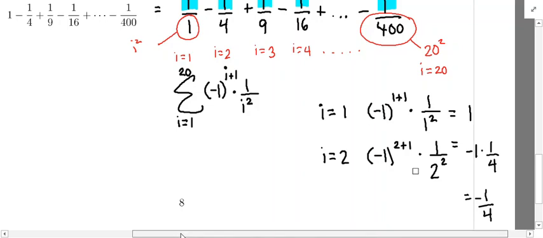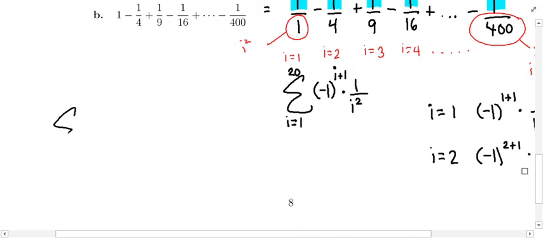Here's your final answer. I know it got kind of congested there. You're summing up from I equals 1 to 20 the following expression: negative 1 raised to the I plus 1 power times 1 over I squared.